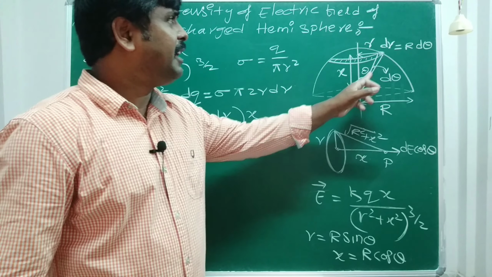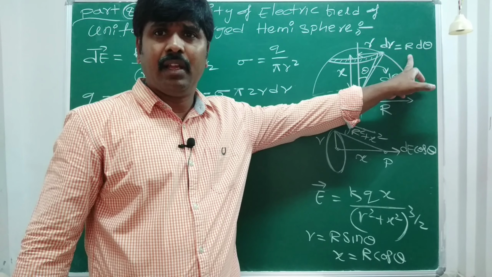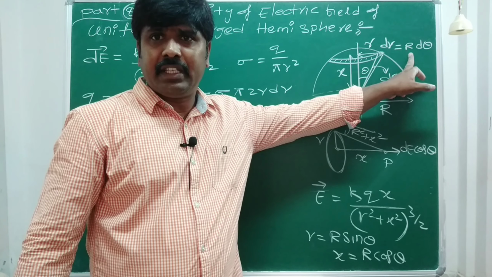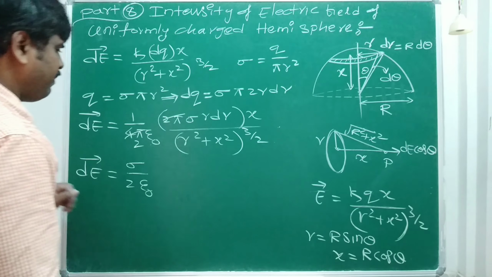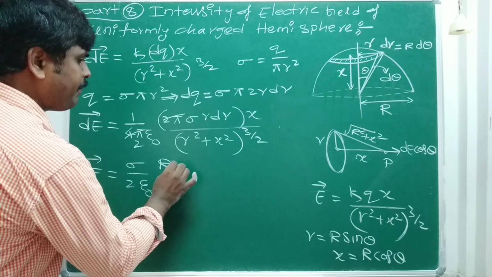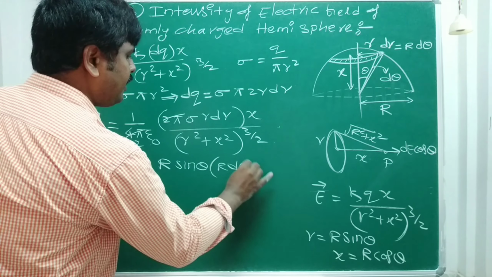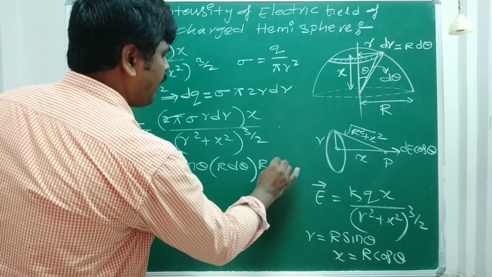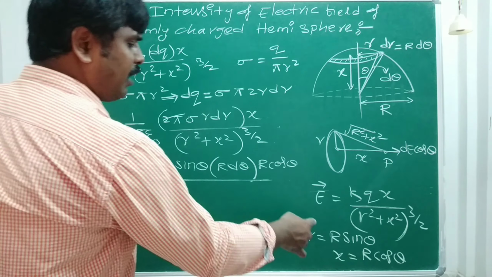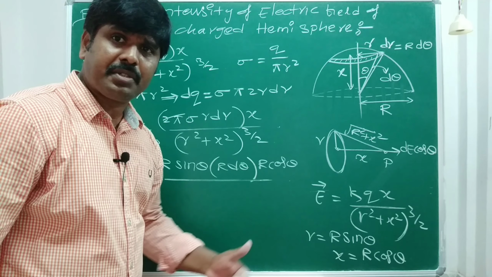So here angular displacement d theta is equal to arc length divided by radius, then arc length is equal to the product of radius and angular displacement. Okay, so step by step we are replacing the values. So small r is equal to capital R sin theta, and dl value is R into d theta, and x value is R into cos theta, divided by, here r square value is R square sin square theta, and x square is R square cos square theta.